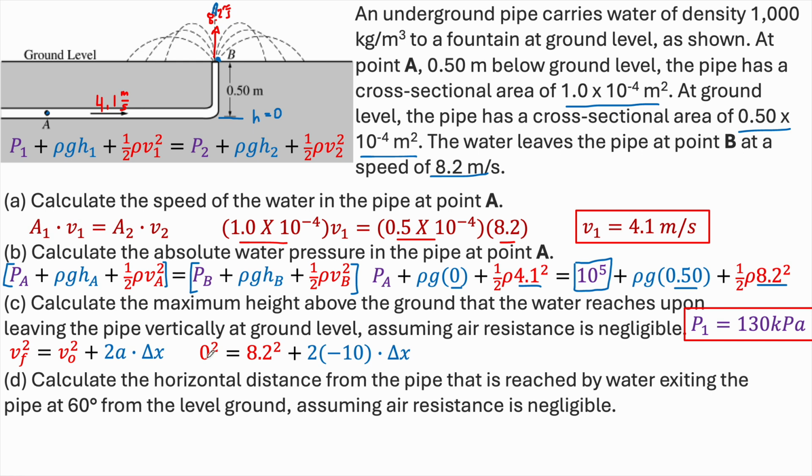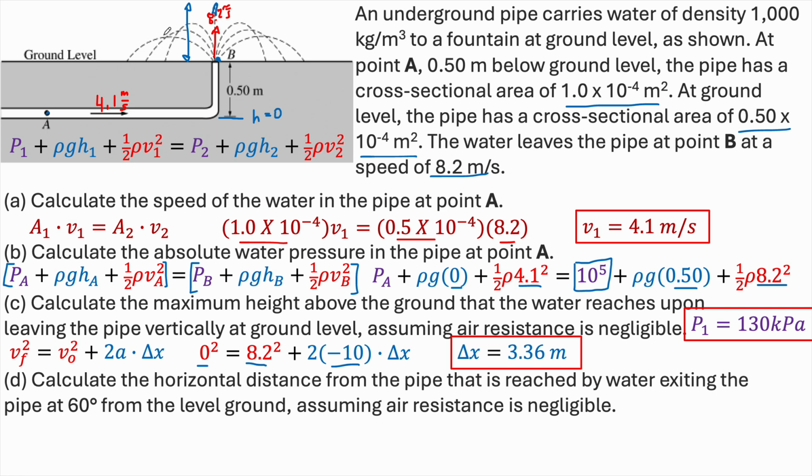So in this case, I want to know at what height is the final velocity of the water 0? We know it's leaving the ground at this. Gravity is going to make it negative 10. And if you solve this, you'll discover that it's going to stop when it gets to 3.36 meters above the ground. And that's when it's going to fall back down.